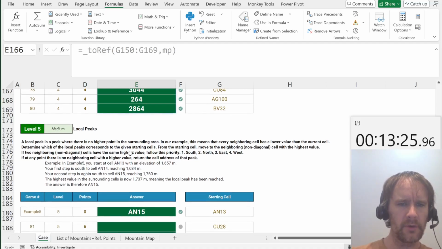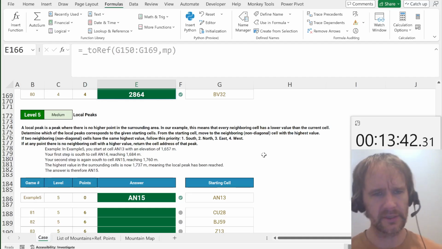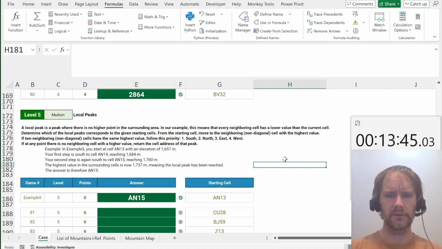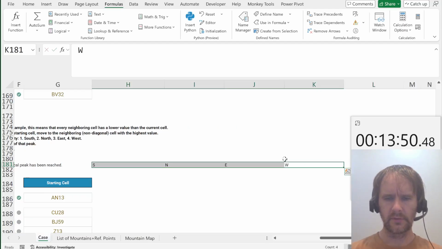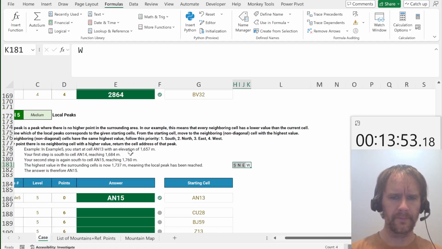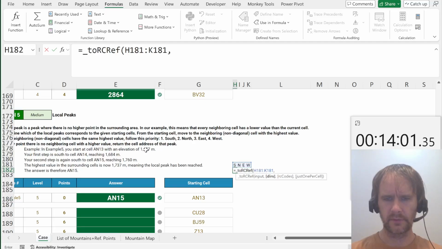Okay. Local peak. A local peak is a peak where there is no higher point in the surrounding area. In our example, this means that every neighboring cell has a lower value than the current cell. Determine which of the local peaks corresponds to the given starting cell. From the starting cell, move to the neighboring non-diagonal cell with the highest value. If 2 neighboring non-diagonal cells have the same highest value, follow this priority. Okay, so south, north, east, west. And we'll just get the corresponding directions to RC of this with the directions north, south, east, west.